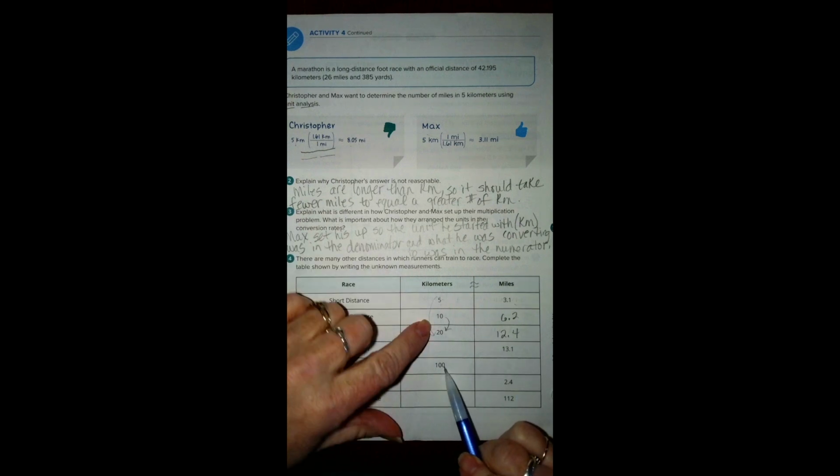So if we double 5, we get to 10. So if we double this, we're going to be at about 6.2. And then if we did times 2 here, we're at like 12.4. Okay, so then what about the 100? So if we did 10 to 100, we're doing a times 10. So we're going to be at about 62. If we use the conversion method, we're going to get a little bit higher than that, and I'm going to show you that. Okay, so the half marathon, we know miles, we're looking for kilometers.